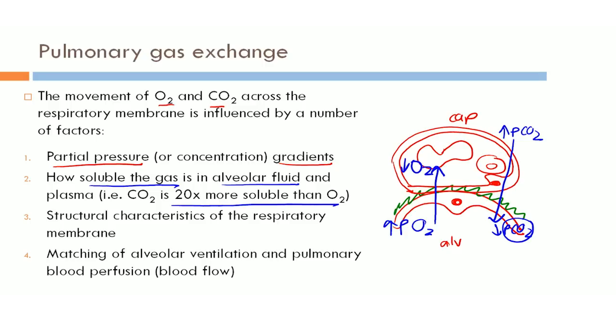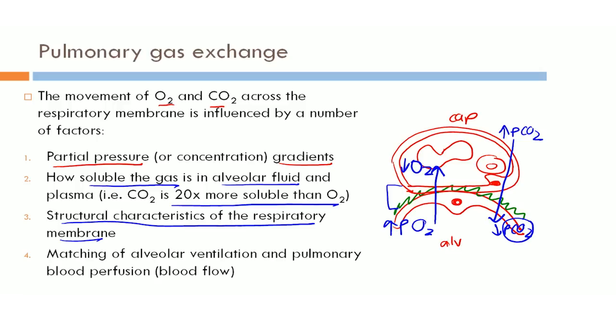The other thing that changes the diffusion of gas is the structural characteristics of the respiratory membrane, and we'll talk about this in the next slide. But if the distance between the inside of the capillary and the inside of the alveolus is large, it's going to limit the amount of gas exchange that can occur.